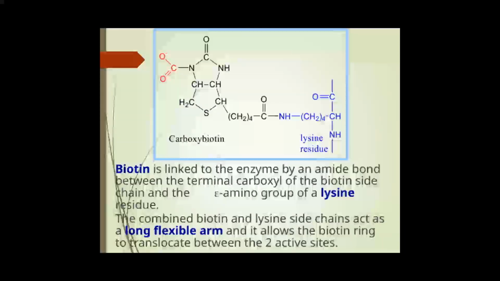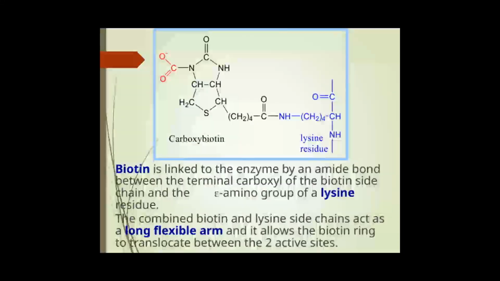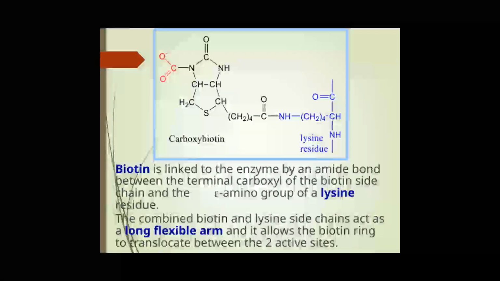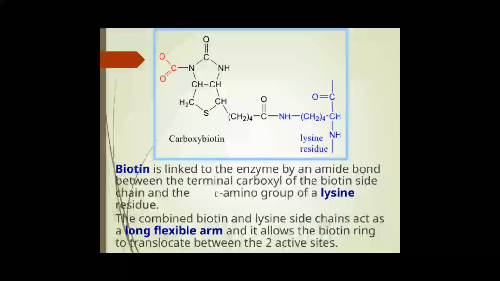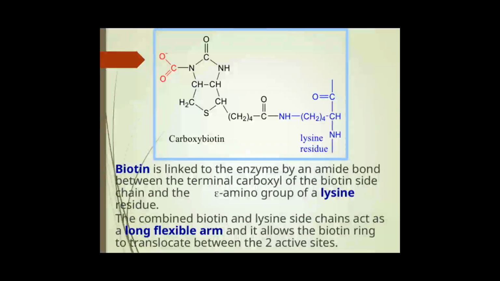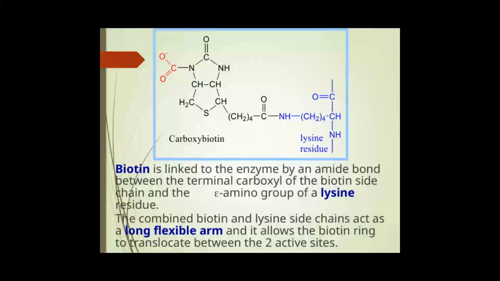Now, think of the combined biotin and lysine side chains as a long, flexible arm. This flexibility is key because it allows the biotin ring to move or translocate between 2 different active sites on the enzyme. Essentially, this movement facilitates the enzyme's ability to carry out its function efficiently. This dynamic aspect, how biotin can shift between sites, is a fundamental part of how biotin-dependent enzymes work. It highlights the elegant way in which molecular structure and flexibility work together to enable complex biological processes. Understanding this connection helps us appreciate the precise mechanisms that underlie enzyme activity and regulation.